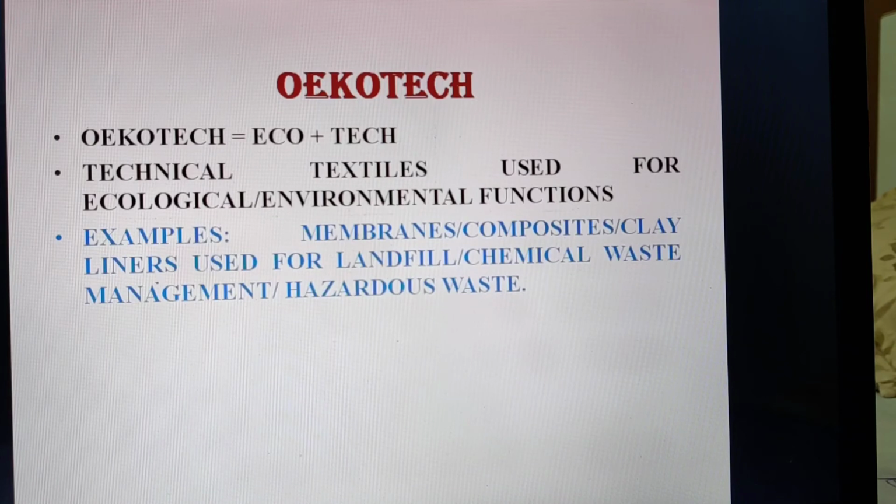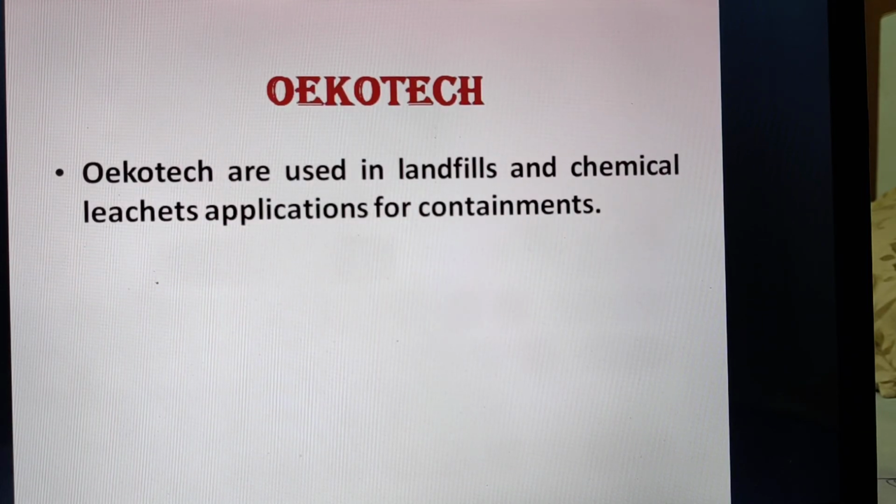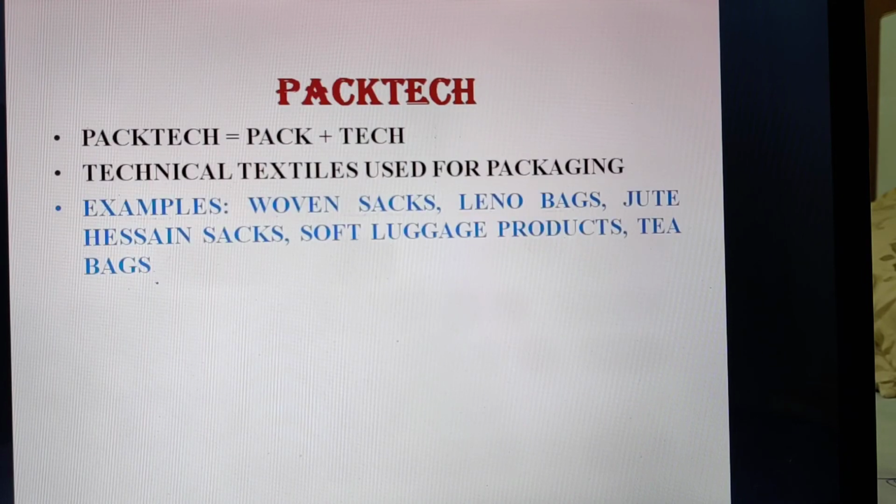OEKOTECH means eco plus tech, that is technical textile used for ecology functions or environmental functions, and normally sometimes they are classified under GEOTECH, and they include membranes or composites or clay liners, as we have already discussed, and they are used for landfill, chemical waste management, and hazardous waste. So their application basically is in containment, that is in landfills and chemical containment applications.